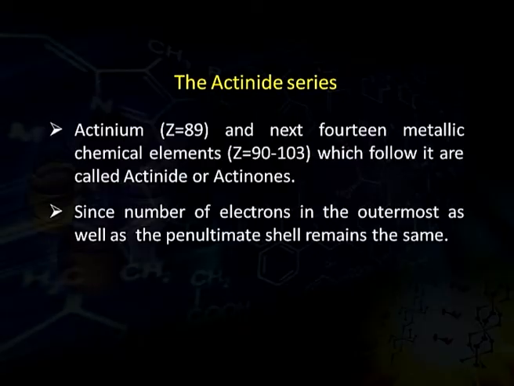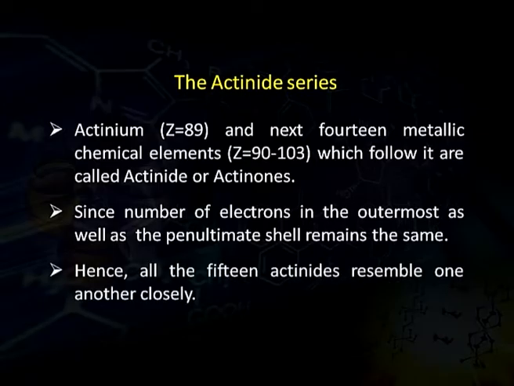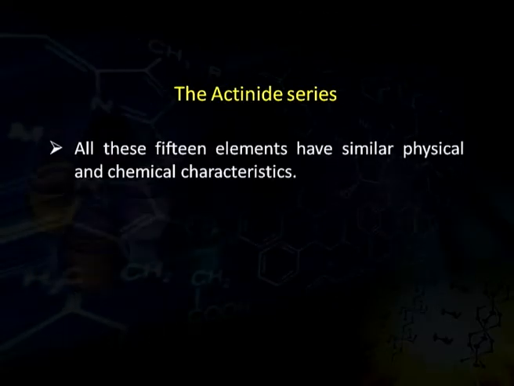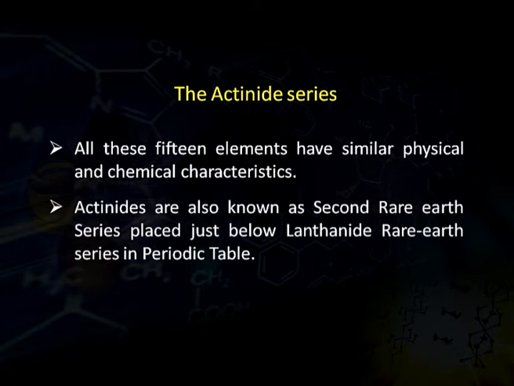Since the number of electrons in the outermost as well as the penultimate shell remains the same, all the 15 actinides resemble one another very closely. All these 15 elements of the actinide series have similar physical and chemical characteristics for this reason. Actinides are also known as the second rare earth series, placed just below the lanthanides. The lanthanides are known as the first rare earth series, placed above the actinides.